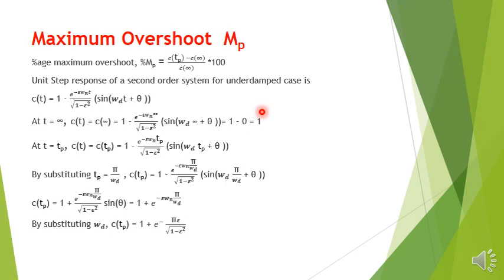If I substitute these two in this expression, the percentage overshoot becomes this minus 1. So 1 and 1 get cancelled. So e to the power minus pi zeta divided by root of 1 minus zeta square, into 100. So this is the expression for maximum overshoot.